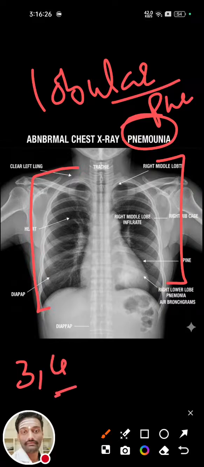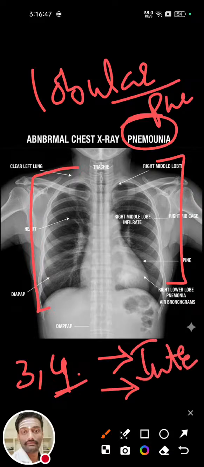After bronchopneumonia, the fourth one is interstitial pneumonia. We'll see reticular or fine nodular interstitial patterns and perihilar haze, seen in viral infections and mycoplasma infections. This is interstitial pneumonia.